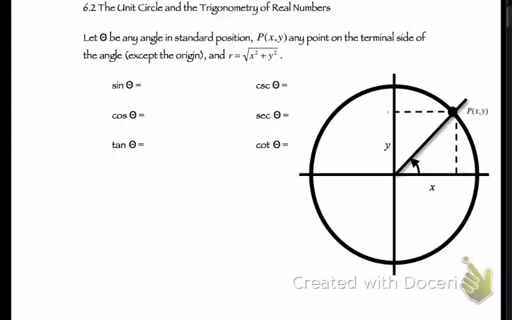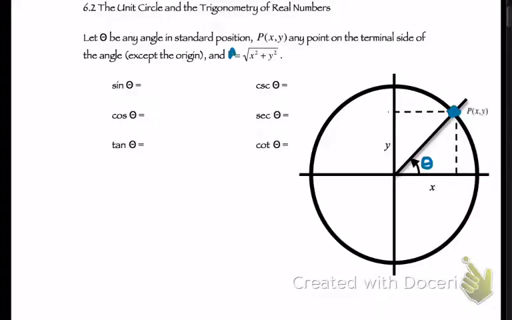All right. So, with that being said, I'm reading this sentence right here. Let theta be an angle in standard position. So, standard position, I know that means that this right here is theta. That's a terrible theta. I'm going to make it a little bit nicer than that. Okay, that is theta right there. P is any point on the terminal side of the angle except the origin. So here is a point. And r is equal to the square root of x squared plus y squared.